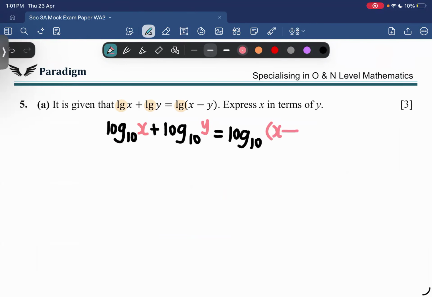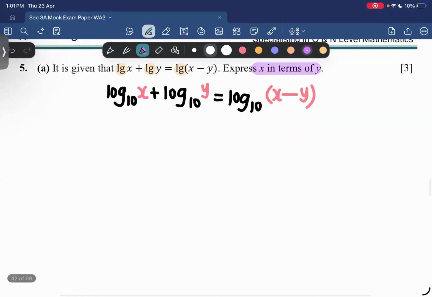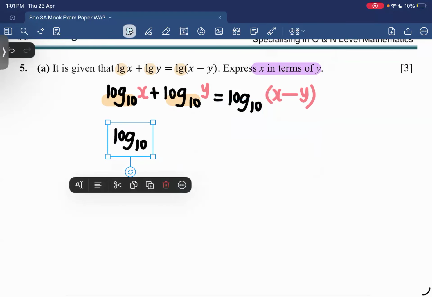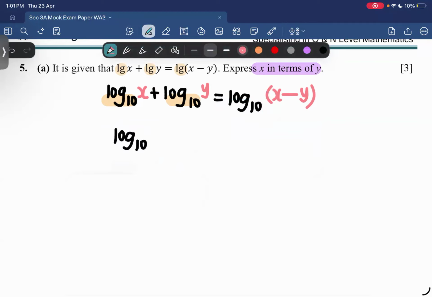Okay, so now we read the question. What does the question want? The question doesn't want the log at all. They want us to make x the subject. That's what they're asking. So since these two sides is the same base, we can combine. So when we combine, how do we combine? Log x plus log y, so you add them together. So when you add them together, becomes multiply, right?